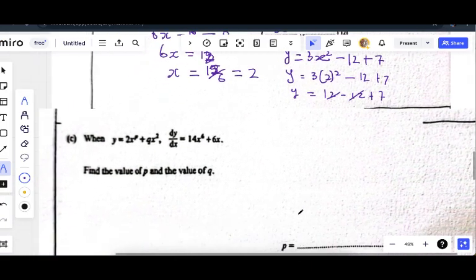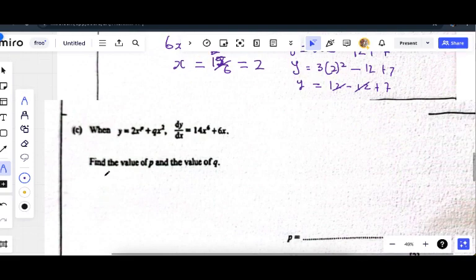Now let's go to the other question. This one looks big, but it's very simple. So let's take a look at this, but you need to pay attention.